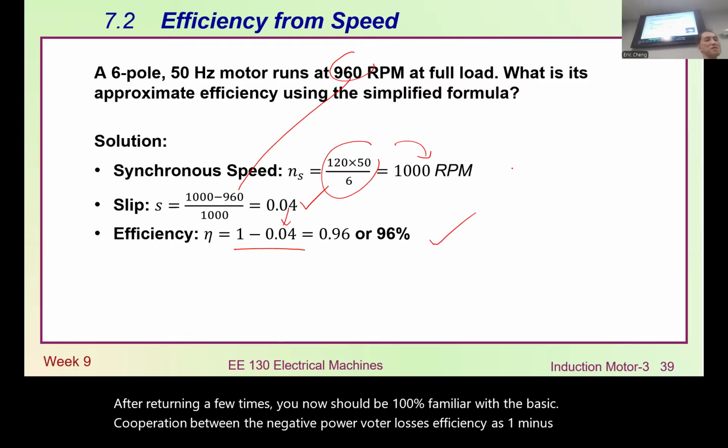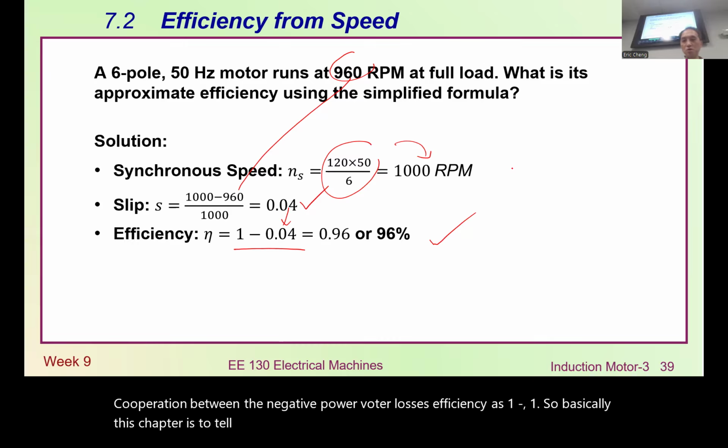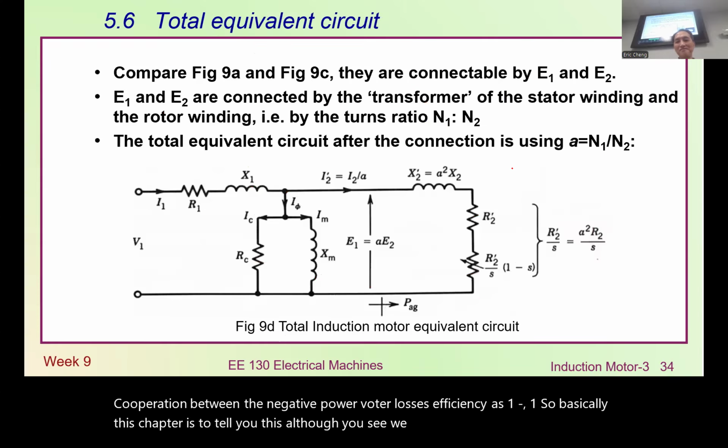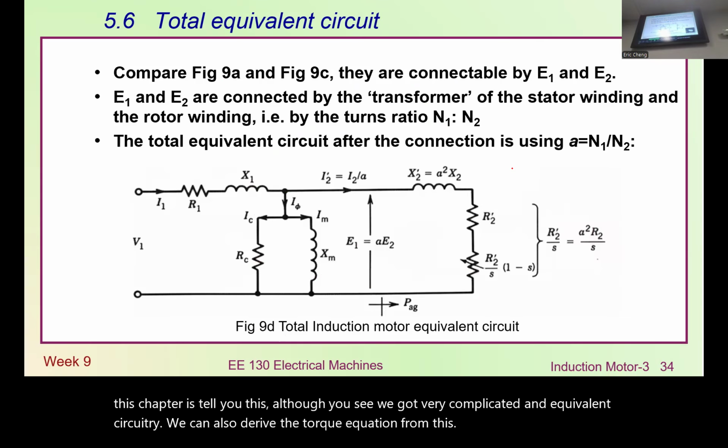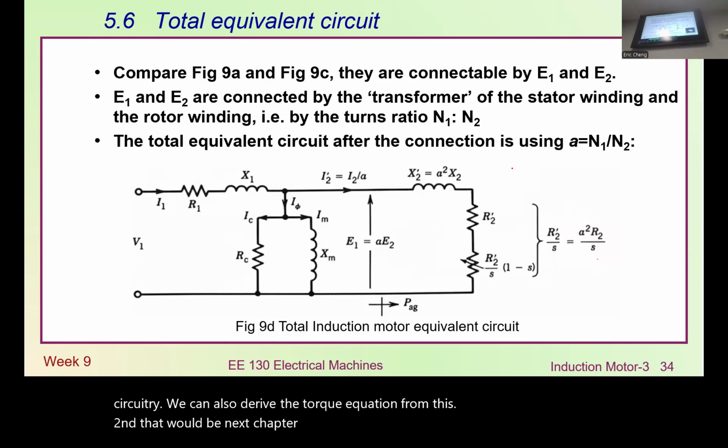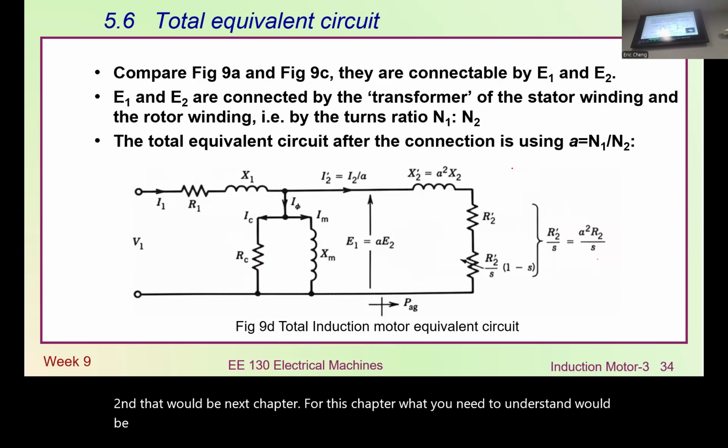So basically this chapter is telling you this. Although you see we got very complicated equivalent circuitry, we can also derive the torque equation from this circuit. That will be next chapter. For this chapter, what you need to understand is mainly about all the basic formulation, about the air gap power and everything.